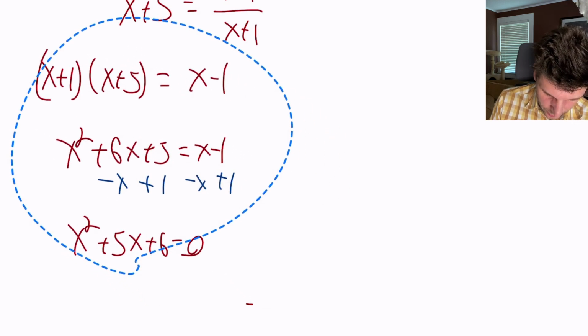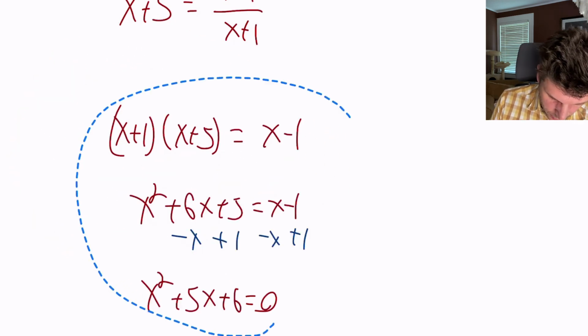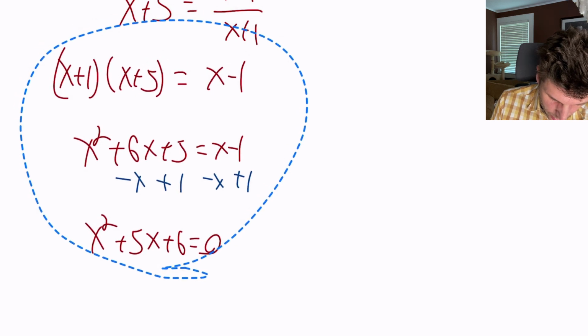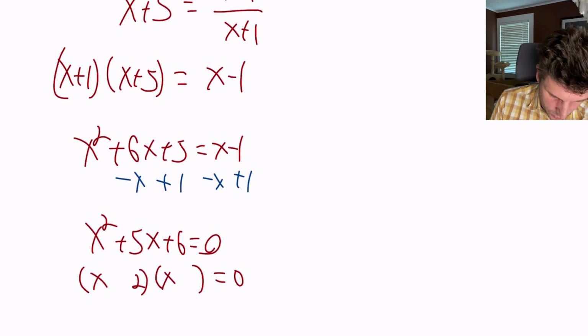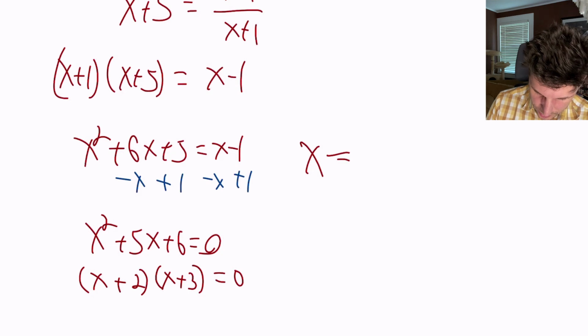Let's just slide this over here a little bit. I love when that happens. Hold on. Slide this right here. And then this factors nicely: x plus 2 times x plus 3. Awesome. So x equals negative 2 and negative 3.